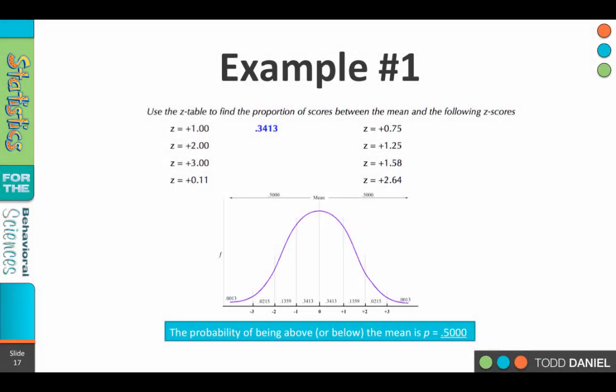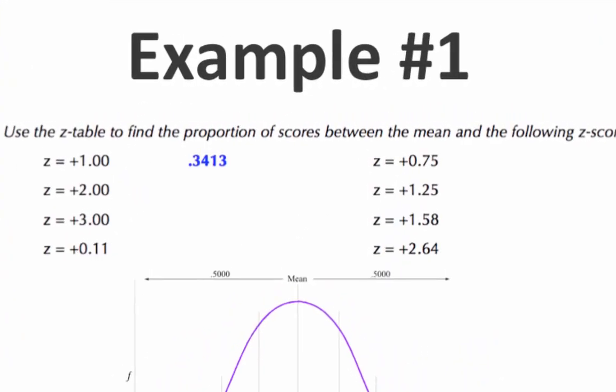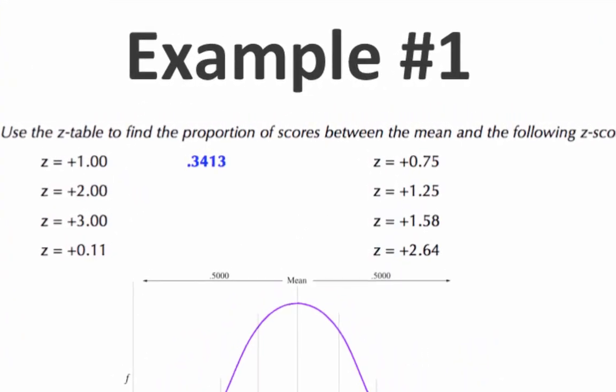Welcome back. Let's see how well you did. For a z of positive 2.0, you should have had a value of 0.4772. For a positive 3, 0.4987. For a 0.11, 0.438.